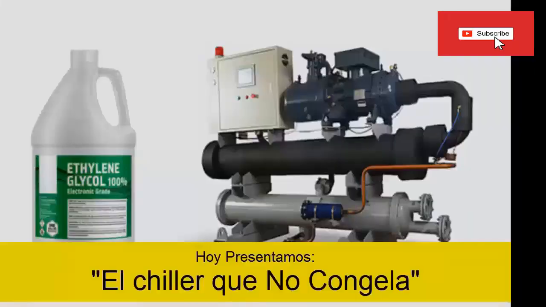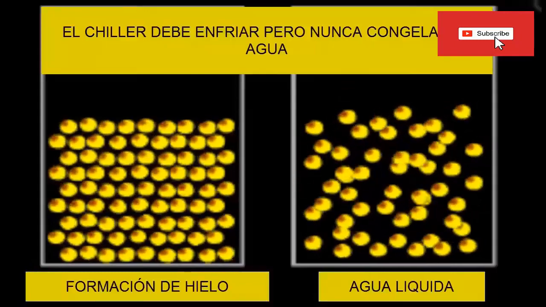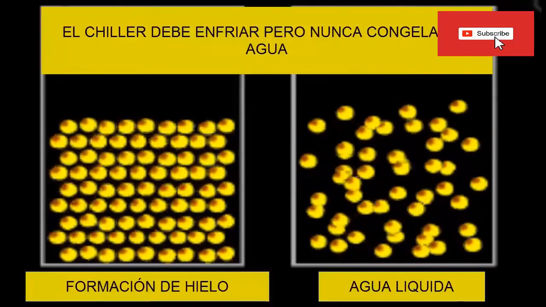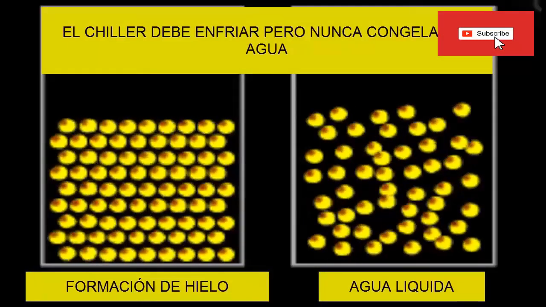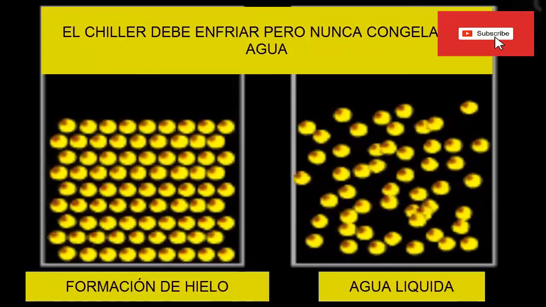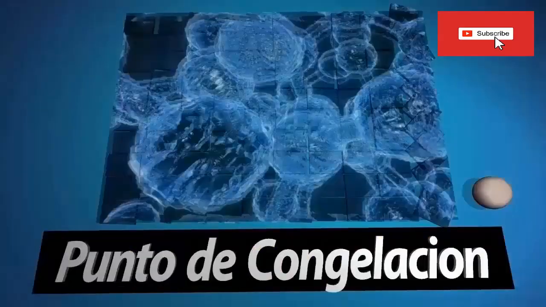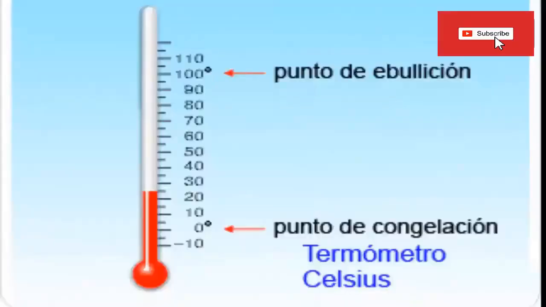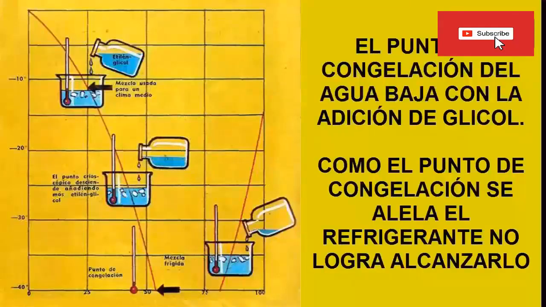Using a percentage of glycol for the chiller allows the water in the plant to lower its freezing point and, under normal operating conditions, never freezes. Lowering the freezing point means that even if the refrigerant decreases its temperature inside the evaporator, it will not reach the freezing point of water, since due to glycol, the ice appears at an even lower temperature.